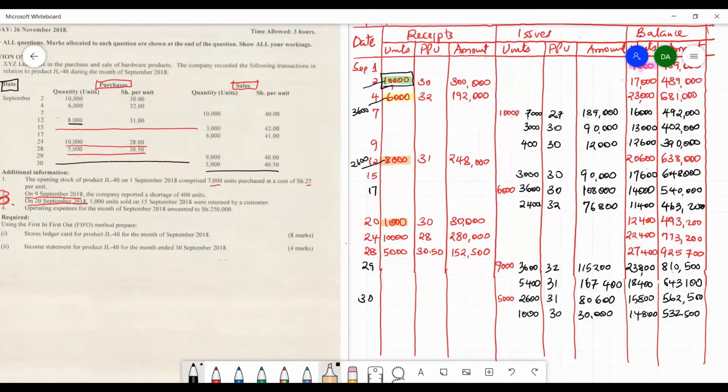We still need to issue 2,000 more, which we can issue from this batch of 10,000 units. From that batch, we are going to issue not 2,000, we issue 1,400, which are issued at 28. 1,400 issued at 28 will be 39,200. So subtract 1,400 from 14,800. 14,800 minus 1,400 should be 13,400.